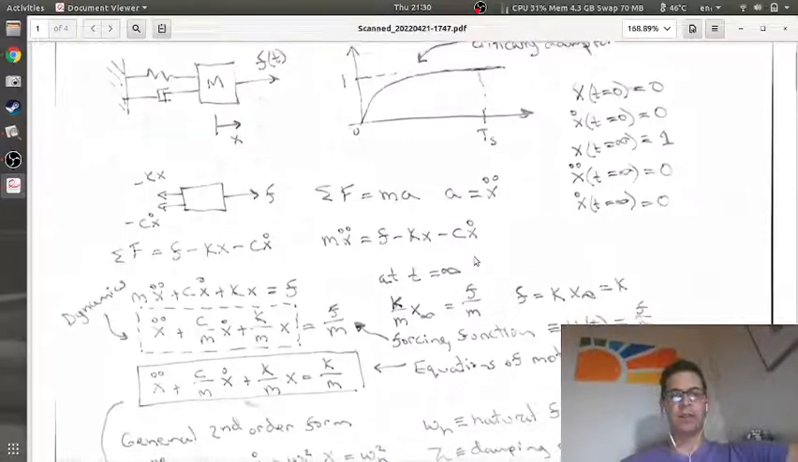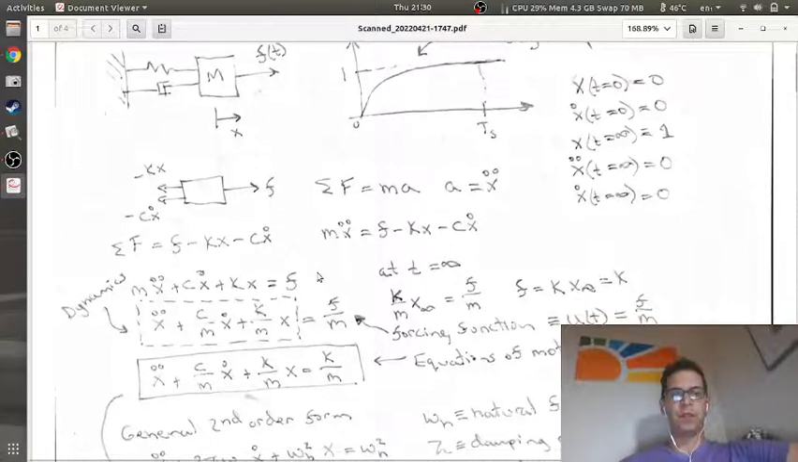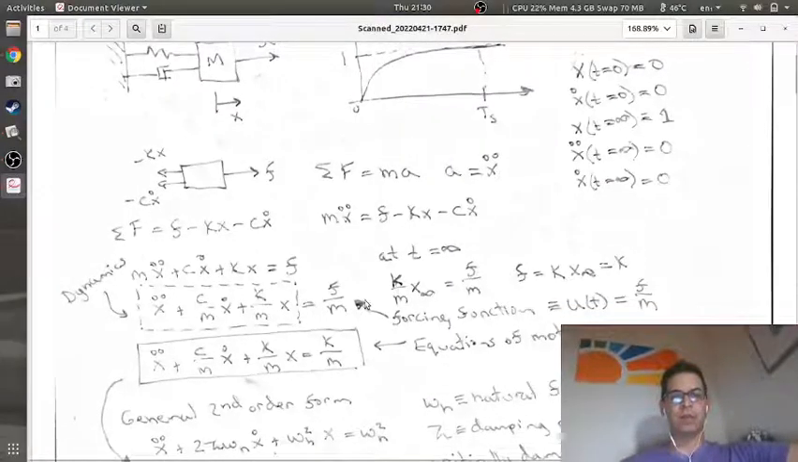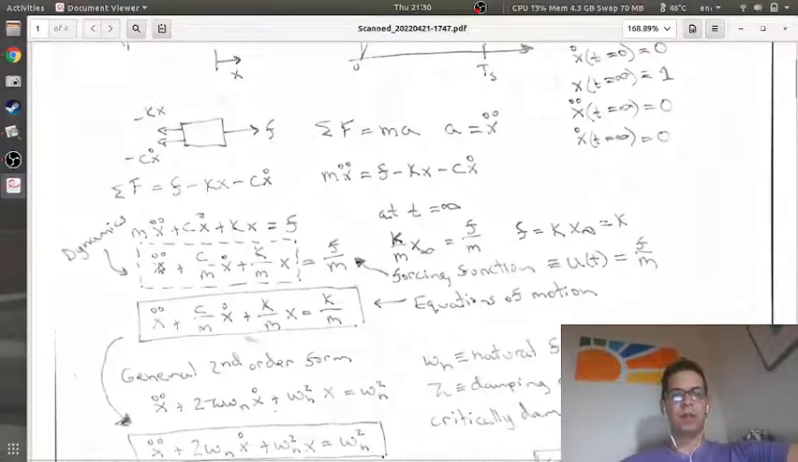So in standard form, what you do is you move all of the x's to one side, and then I divide the entire equation by m. So in this case, I've got x double dot plus c over m x dot plus k over m x equals f over m. Now this f over m over here is the forcing function, and these are the intrinsic dynamics. That's why I have this dashed line around this box over here. Basically, these are the intrinsic dynamics, so the forcing function is all on its own.